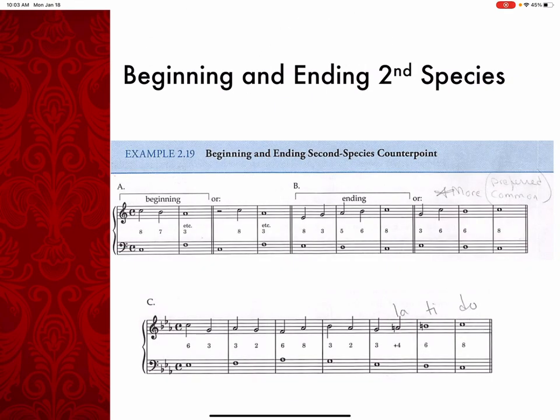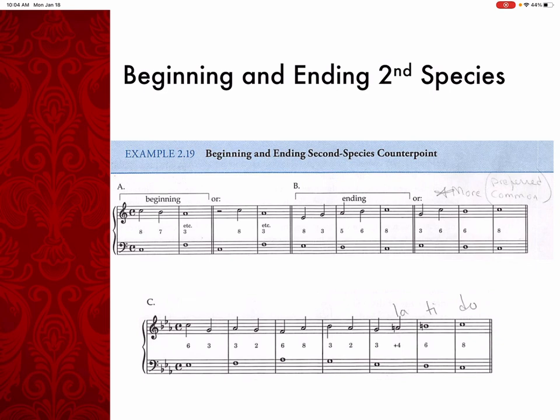Now, here's how you begin and end second species. On a perfect 8, on the downbeat, or rest. Either of those is fine. Okay, now let's look at letter B, how you end it. So it's 8, 3, 5, 6, 8. Okay, and you can see you have mi, sol, la, ti, do, and re, do on the bottom.